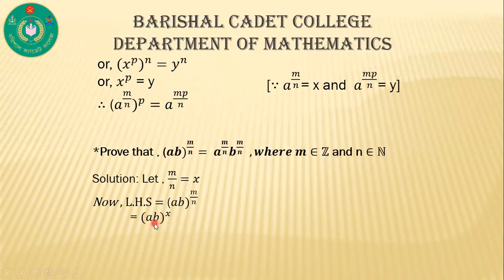We know the formula: (ab) to the power x is equal to a to the power x into b to the power x. Now putting the value of x here, then we can write a to the power m by n into b to the power m by n. This is our required proof.